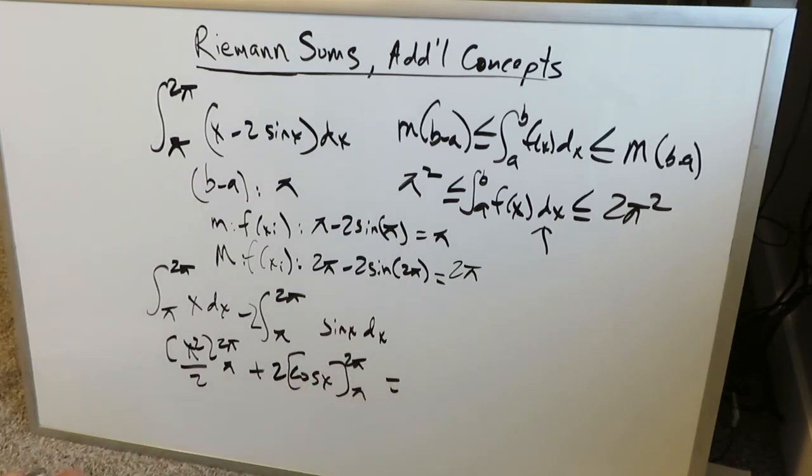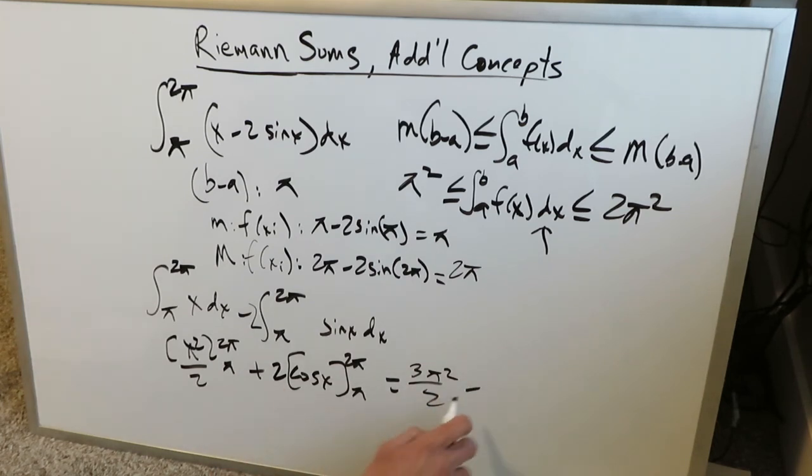Now we just have to actually get an answer. We'll do all of this and we'll do all of that. What do we get over here? 2 pi square is a 4 pi square minus pi square is a 3 pi square. You're basically doing 2 pi square is a 4 pi square minus pi square is a 3 pi square over 2. 3 pi square over 2 is the first part.